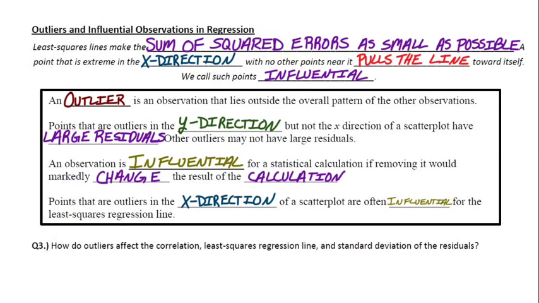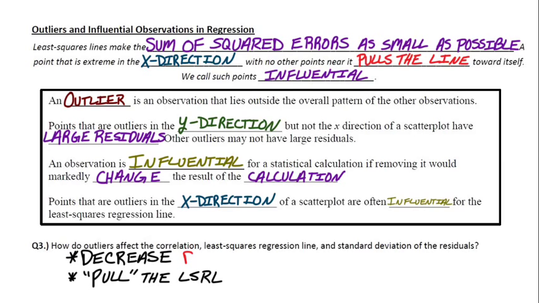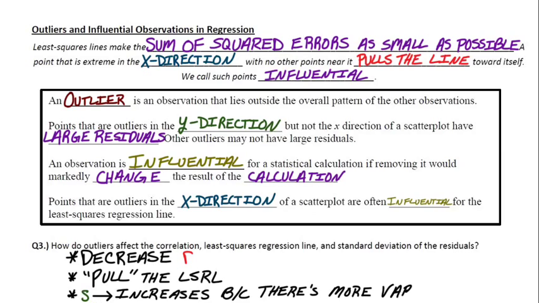So how do outliers affect the correlation, the least squares regression line itself, and the standard deviation of the residuals? That's S. Okay, so outliers will make the correlation weaker. So it'll detract from the linear trend. So it would definitely decrease R, the correlation. In terms of the line itself, it will pull the LSRL and it'll change the slope and the y-intercept, particularly if it's an influential point. And in terms of S, the standard deviation of the residuals, well, it increases because there's more variability in the data.